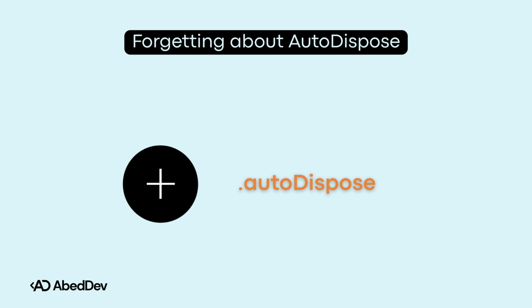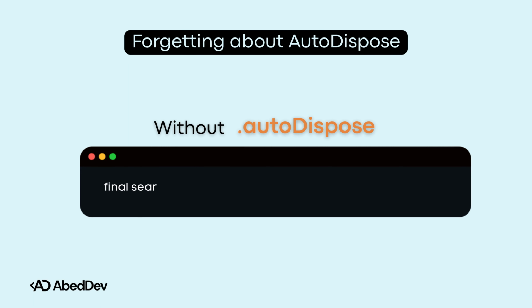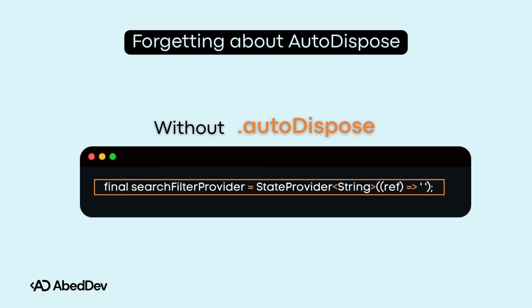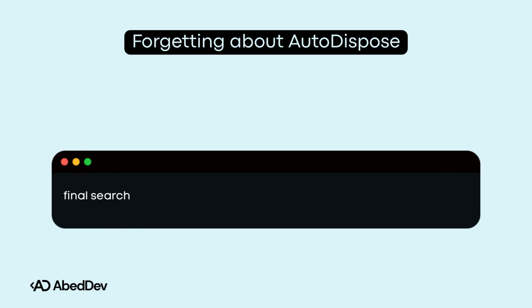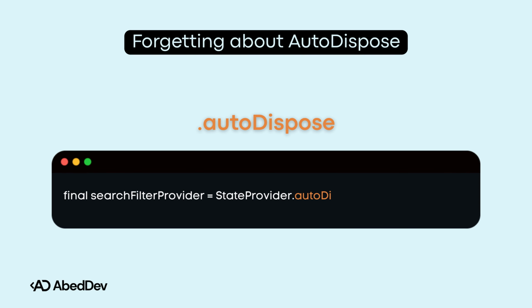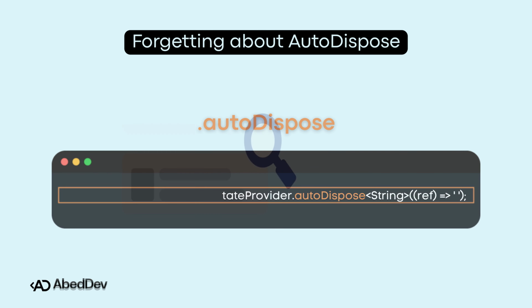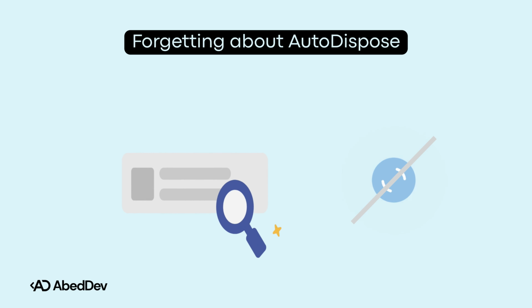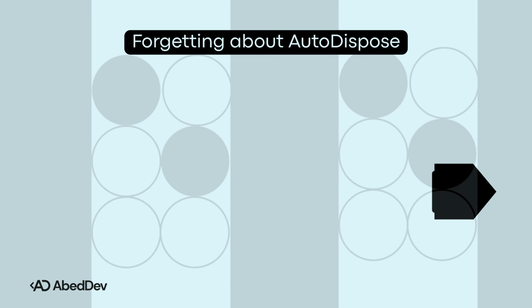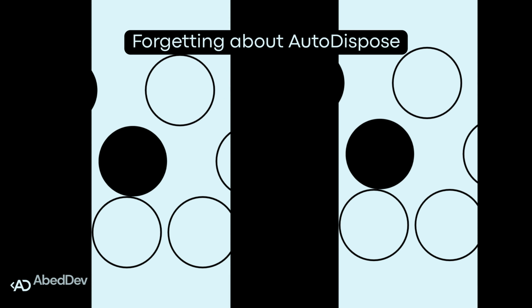So, what's the fix? Just add .autoDispose. Here's an example without autoDispose. We have a search filter provider equal to StateProvider, without autoDispose. This works, but the state sticks around even after we leave this page. Now, watch what happens when we add autoDispose. With this change, as soon as the provider is no longer in use, Riverpod disposes of it automatically, freeing memory and cleaning up listeners.